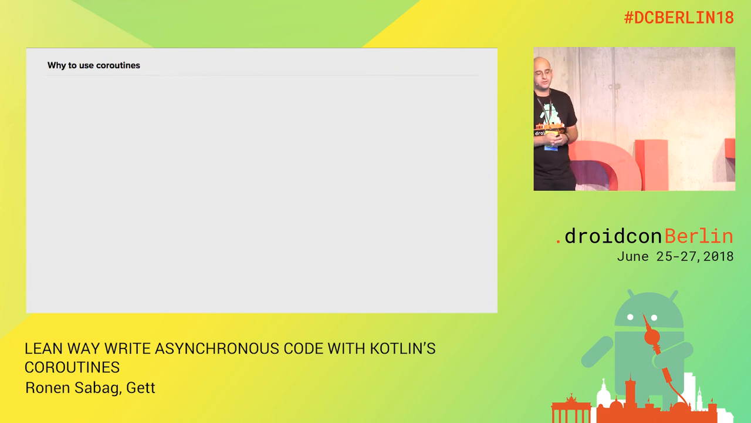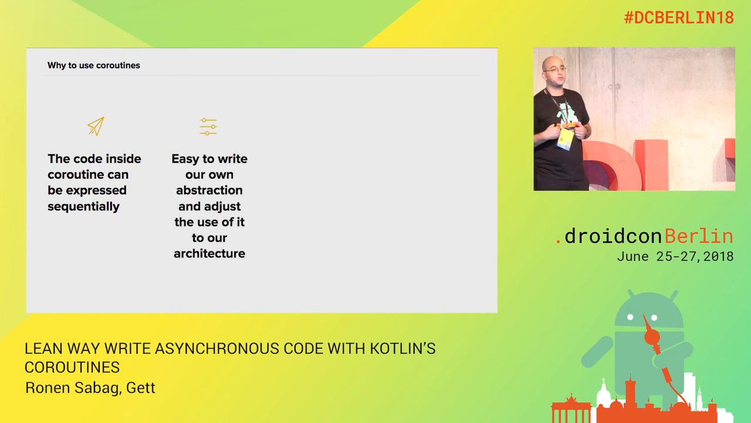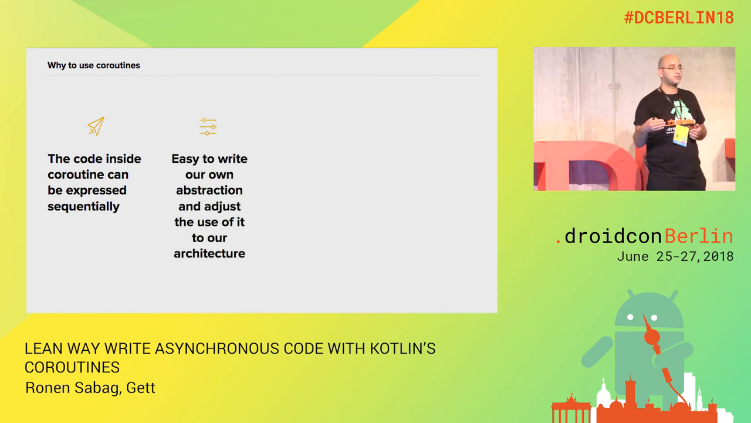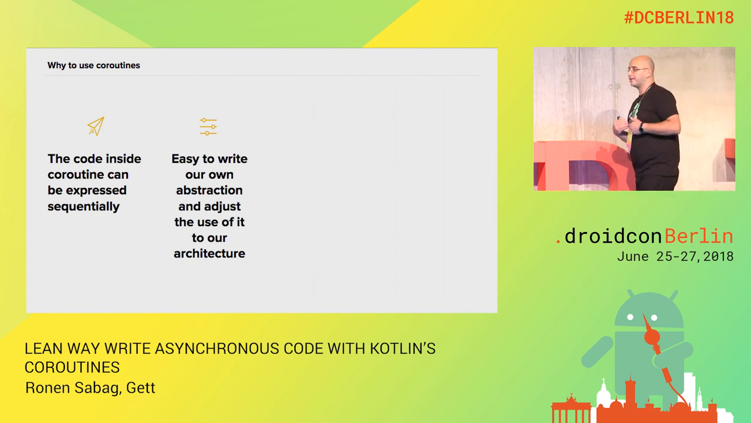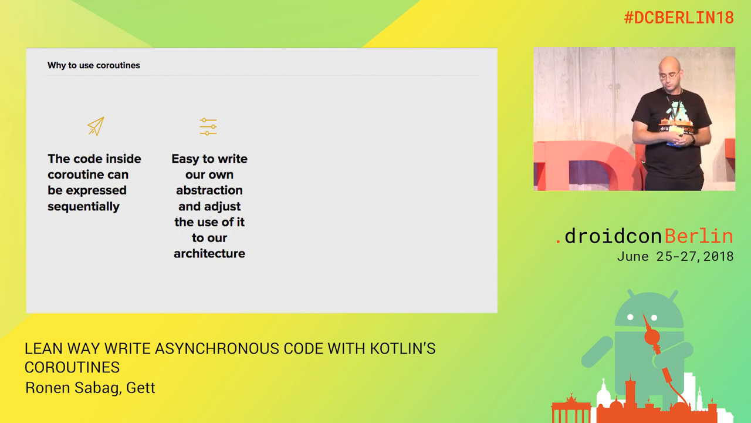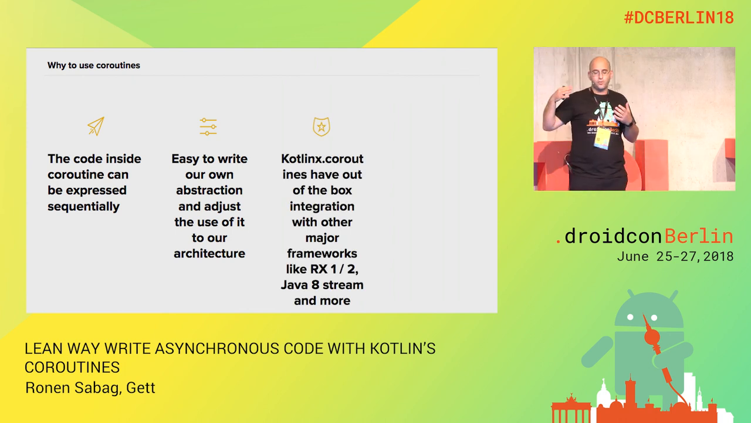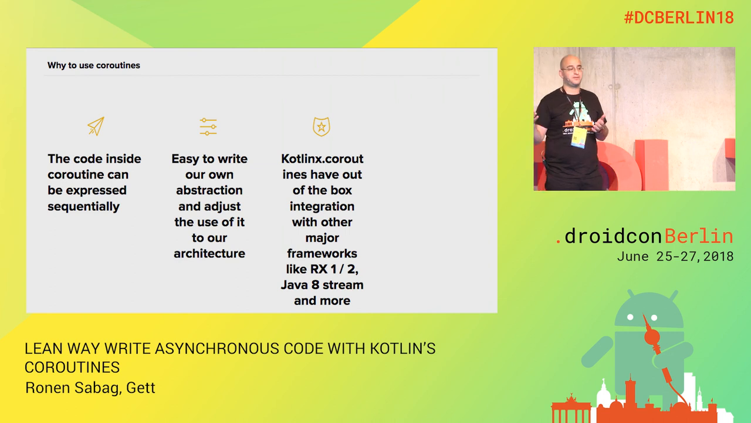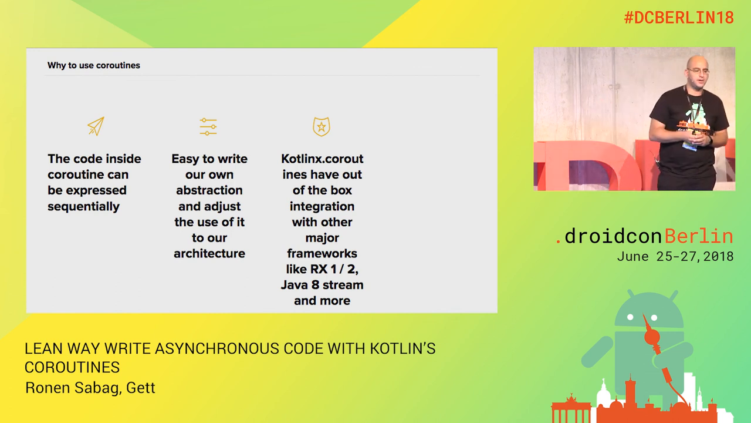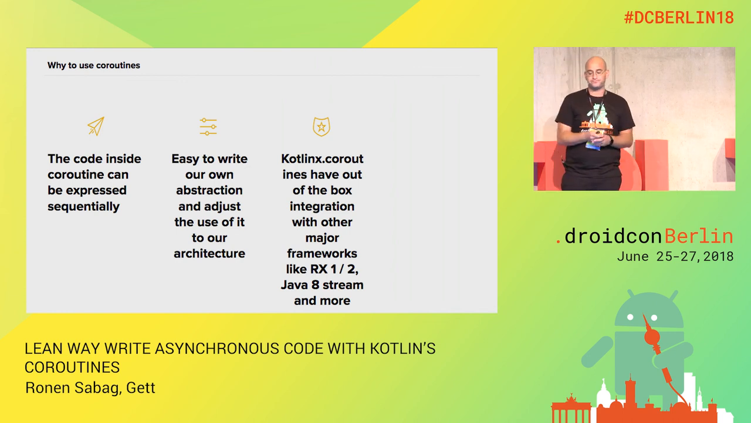Besides that, why use coroutines? The code inside coroutines can be expressed sequentially. I can build my own abstraction, and it's very easy to do. So the code will be very readable for me and my team, and every new person who comes to the team will find it very easy to jump in and start coding. There is a lot of integration with other major frameworks coming out of the box from JetBrains, like RxJava 1 and 2 and Java 8 streams, and it's very easy to write an additional one if you want.